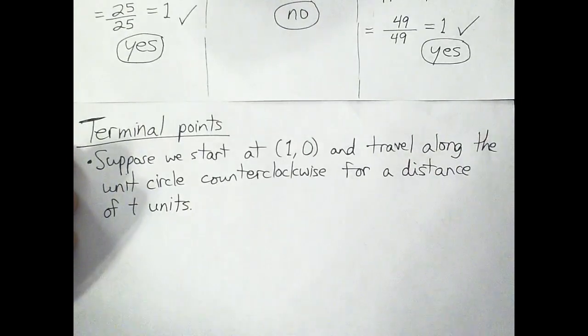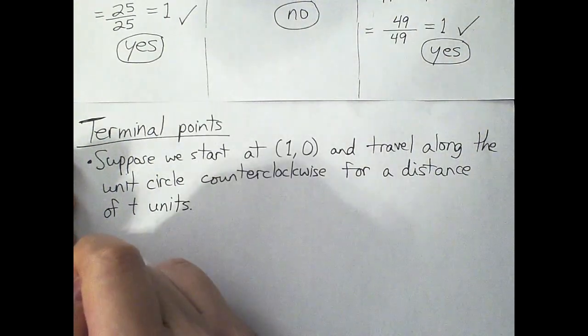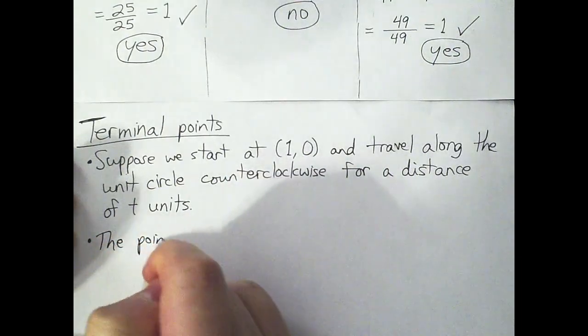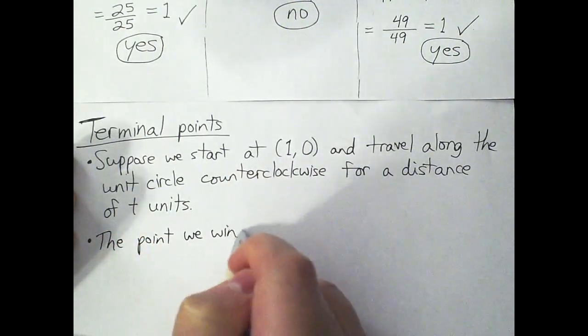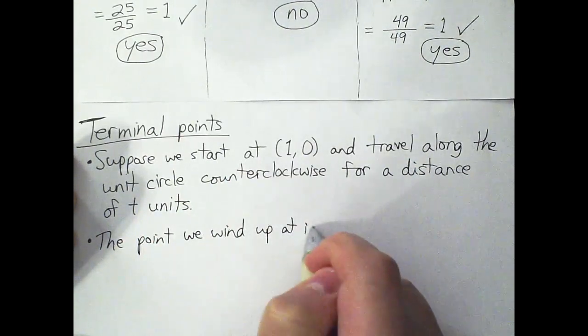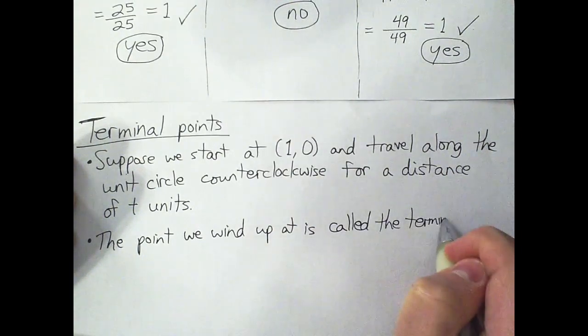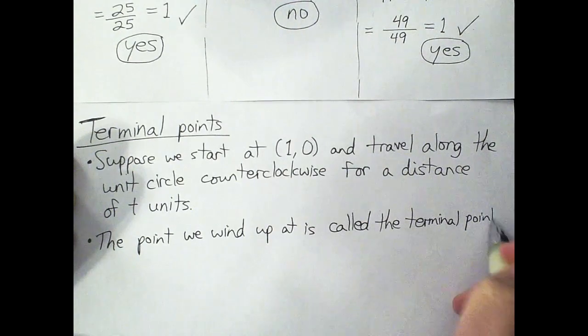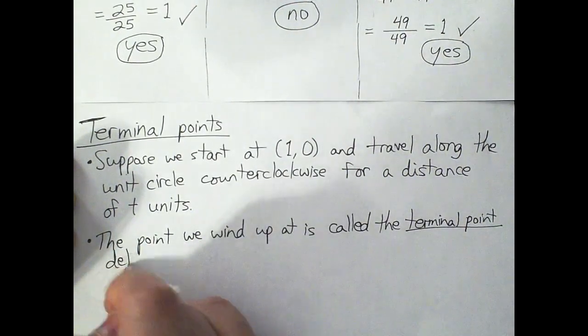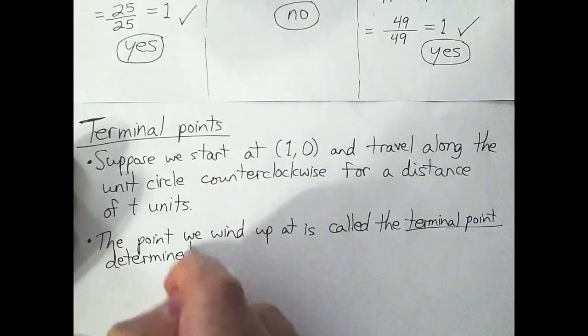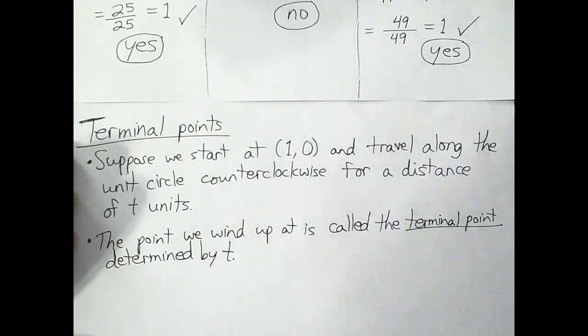Before I even draw anything, can you imagine doing that? We start at (1, 0). We travel along the circle counterclockwise for some distance. Maybe the distance is 2, maybe the distance is 3. The point we wind up at is called the terminal point, determined by t. Seems reasonable. We wind up at some kind of point.